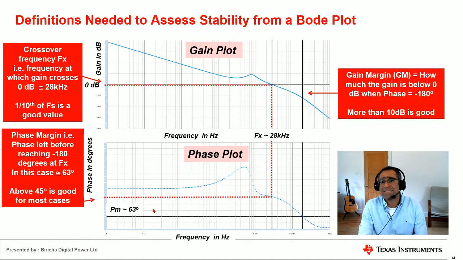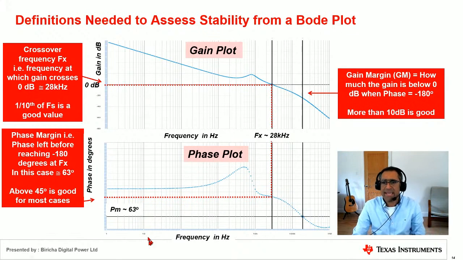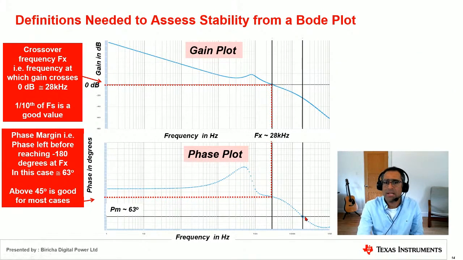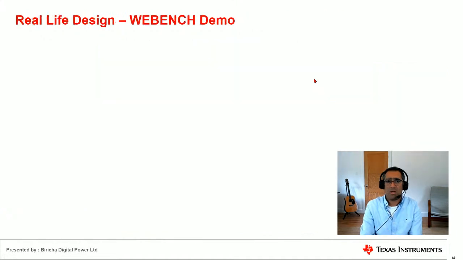And then the gain margin. Now, the gain margin is how much the gain is below 0 dB when the phase hits minus 180. So if you look at when the phase hits minus 180, and then you look at how much your gain is below here, 0 dB, that is your gain margin.